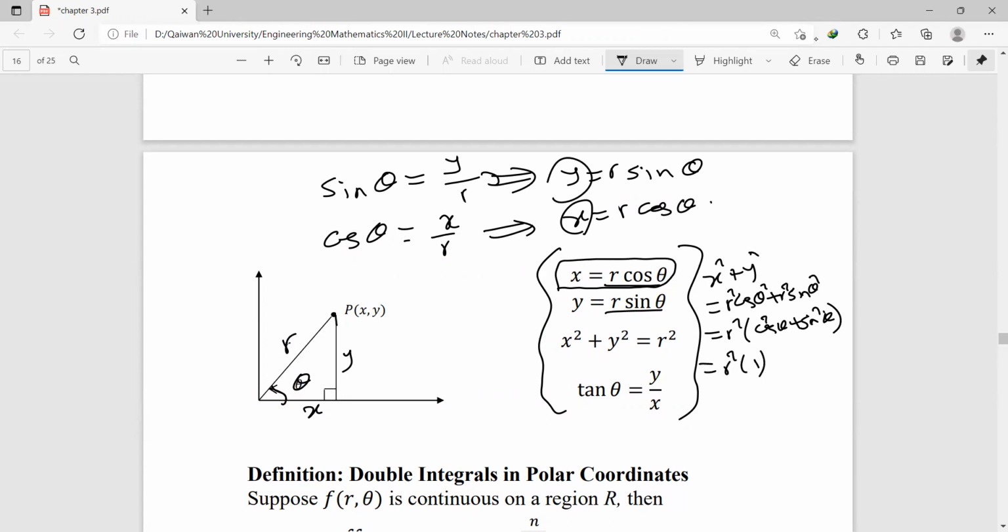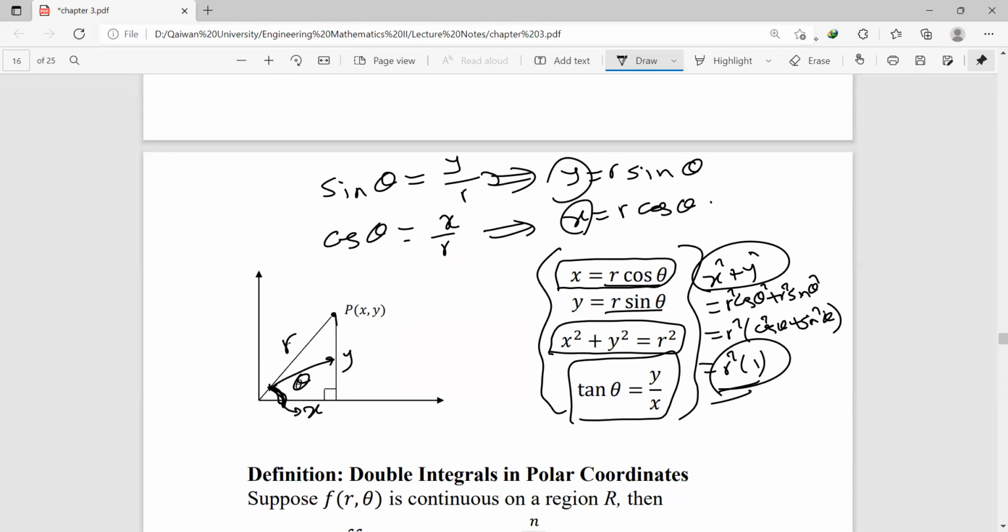Cosine squared plus sine squared is 1 by trigonometric identities. So you get that x squared plus y squared equals r squared. That's it. And tan theta equals y over x. As you see, tan of this angle is y over x. So that's it.